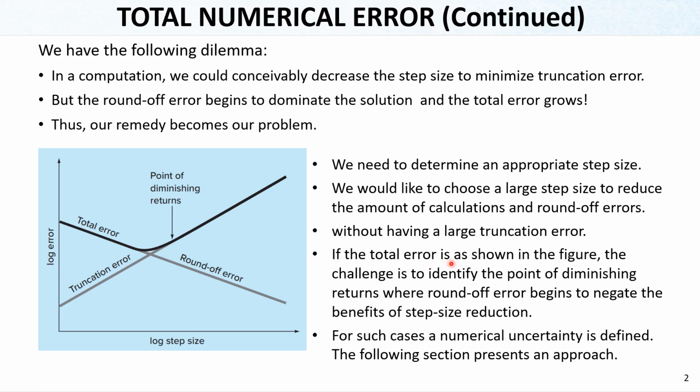If the total error is as shown in the figure, let's say this is the total error, the challenge is to identify the point of diminishing returns. So this is the point of diminishing returns actually, where round-off error begins to negate the benefits of step size reduction, because you can see the round-off error after some point begins to negate the benefits of step size reduction. For such cases, a numerical uncertainty is defined, and we will show an approach about this in the following section.